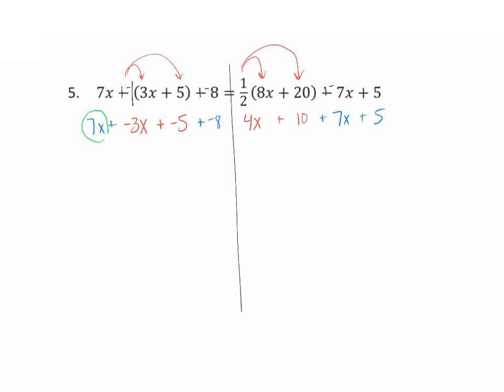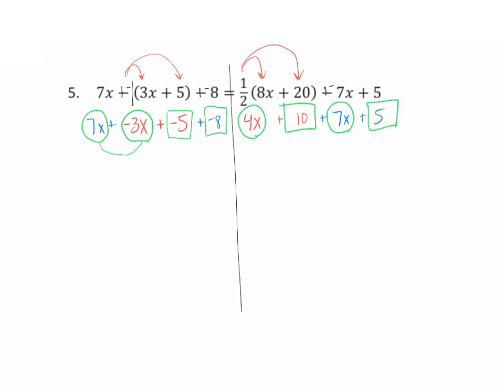I have 7x's, negative 3x's. I have negative 5 and negative 8 that can be combined. 4x's and 7x's, and then on this side I have 10 and 5. And all these are being added, right? I already took all my subtraction signs away, so these things are just being added.